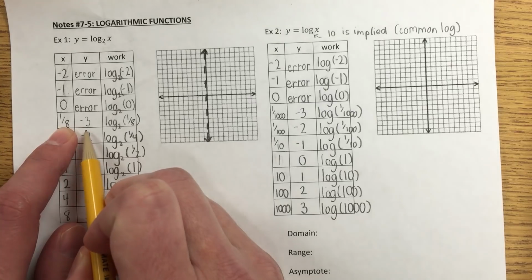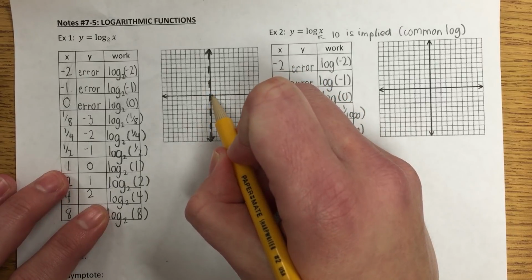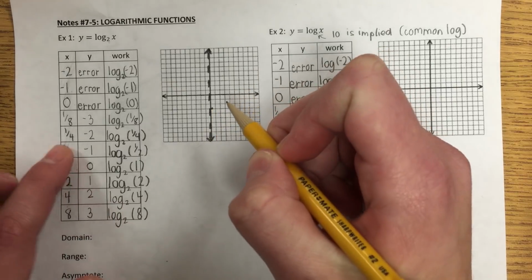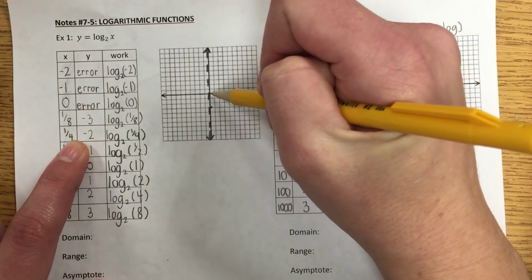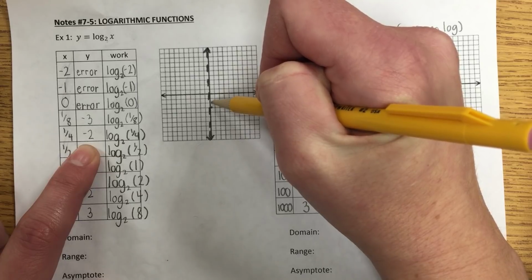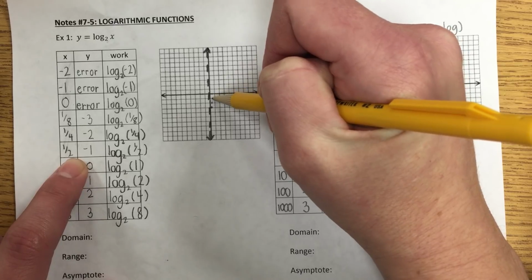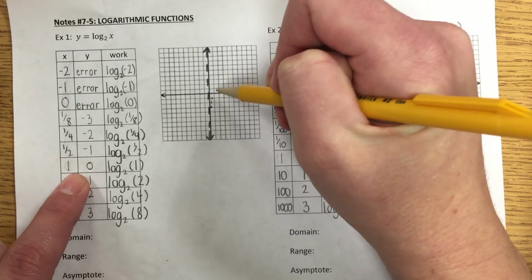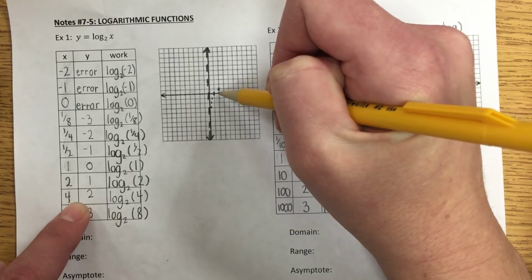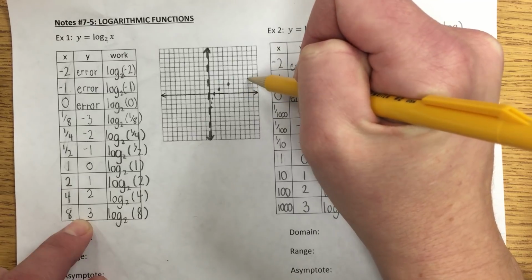My first point that I'm going to try my best to plot is going to be (1/8, -3). So that means my x value is 1/8, and I go down 3. The next point I'm going to plot is (1/4, -2). I still haven't even gotten to 1. Then I've got (1/2, -1), then (1, 0), (2, 1), (4, 2), and (8, 3).